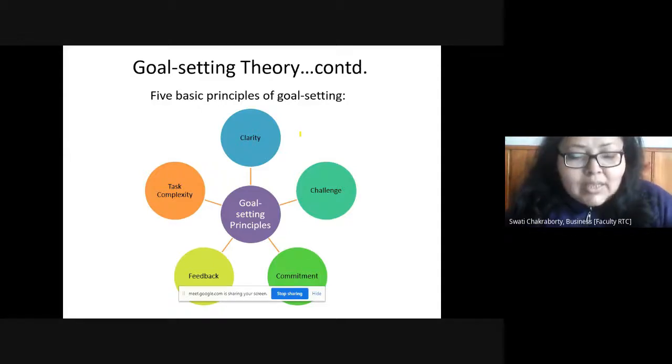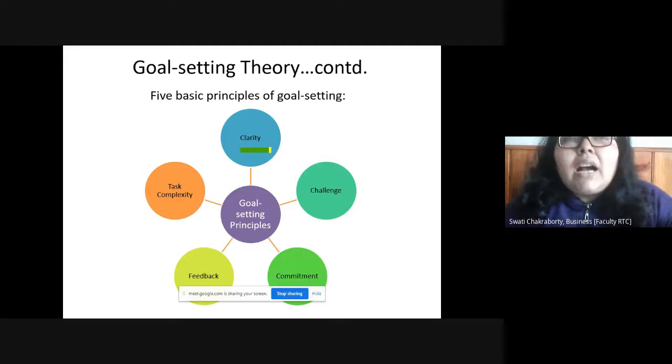In order to explain this goal setting theory, Locke spoke about five different principles. You can see in this diagram the five principles: clarity, challenge, commitment, feedback, and task complexity. So let's start with clarity. Clarity, from the word clear, is a goal which is very specific, very clear, and achievable, and anyone can achieve that goal.